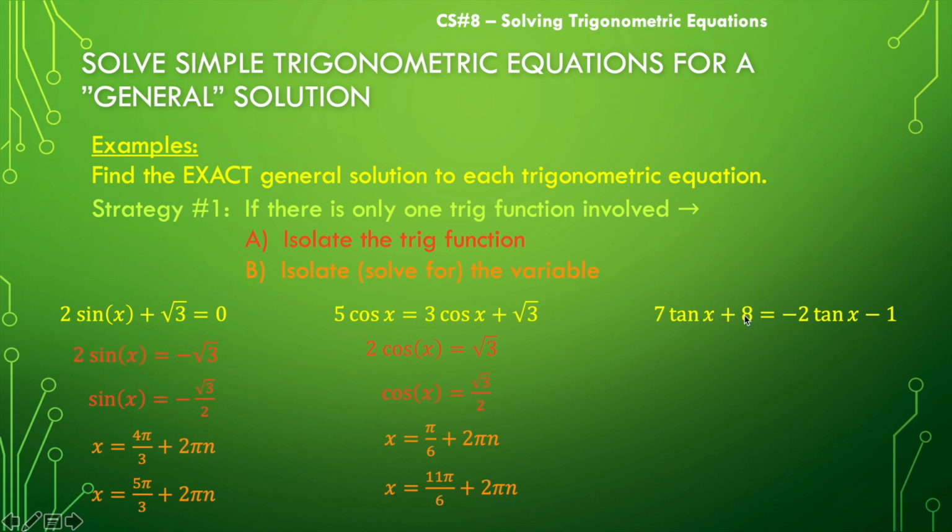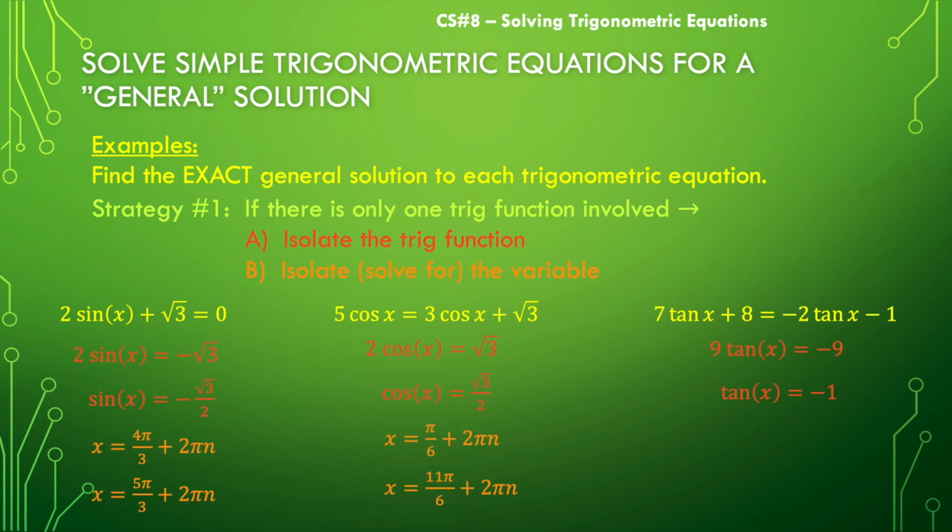All right, last example here. We've got 7 tangent of x plus 8 is equal to 2 tangent of x minus 1. So let's add 2 tangent of x to both sides, and let's subtract an 8 on both sides. And we would end up with 9 times the tangent of x is equal to negative 9. Now when I divide through by 9 here, I get the tangent of x is equal to negative 1.